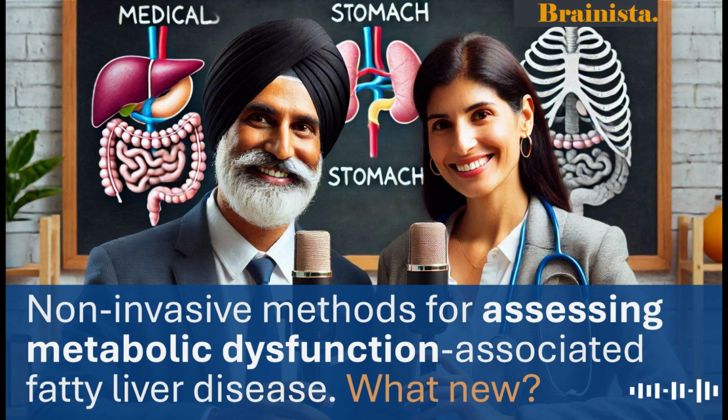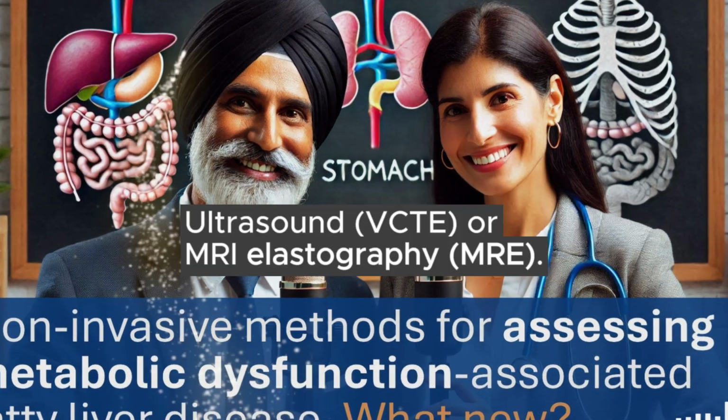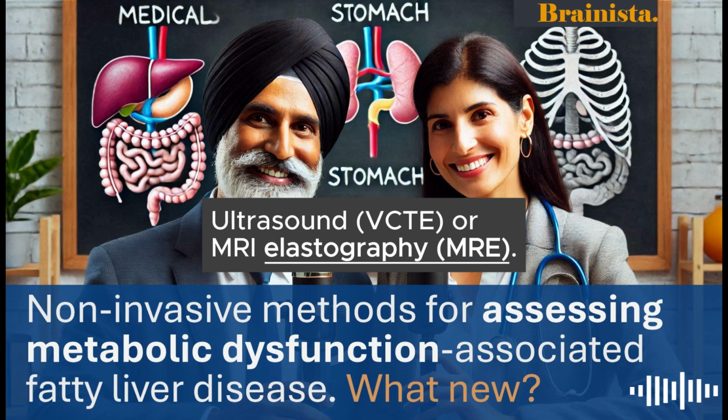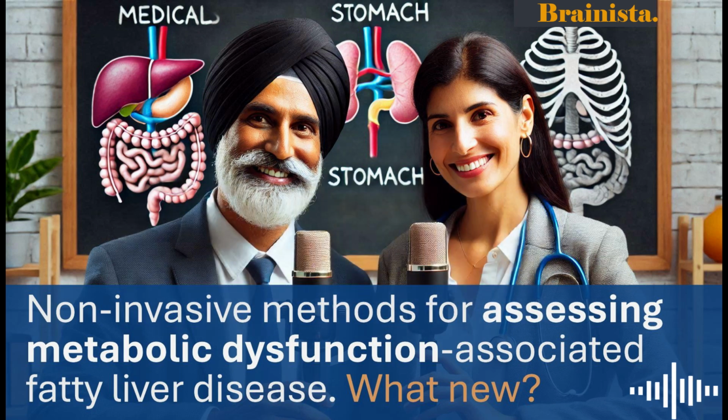That's pretty cool. So what are the different types of elastography? Well, the two main types are VCTE, which uses ultrasound, and MRE, which uses MRI. Okay. VCTE stands for Vibration-Controlled Transient Elastography. Got it. It's more widely available and less expensive. That's good. It is, but it can be affected by things like obesity or inflammation. Oh, okay.